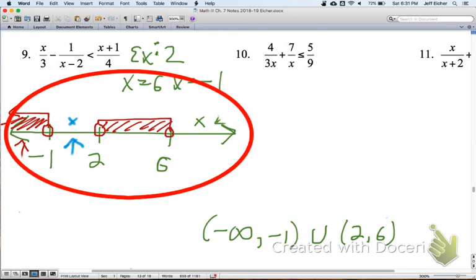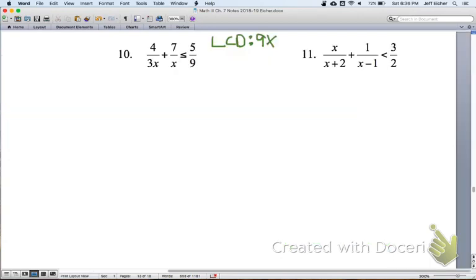All right, how about you try number 10? Pause this video and see if you can figure out what the excluded values are and what the solution is, and then graph the solution set. Make sure you get an LCD of 9x.